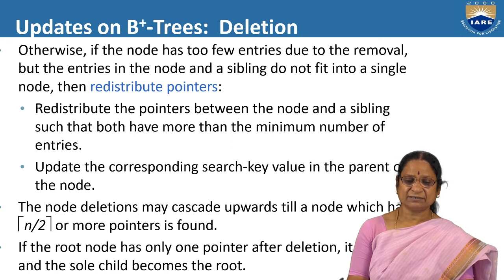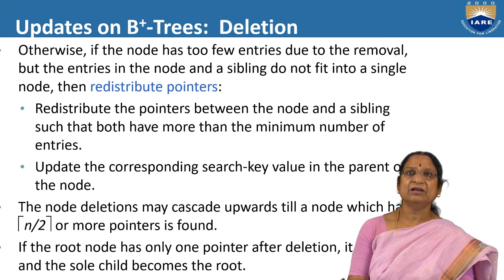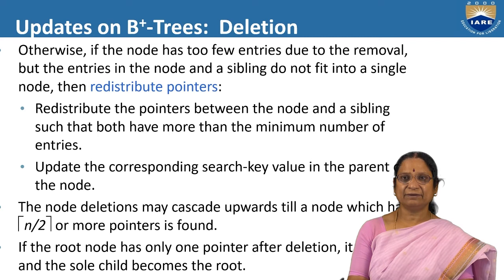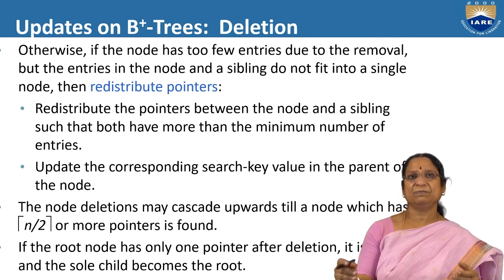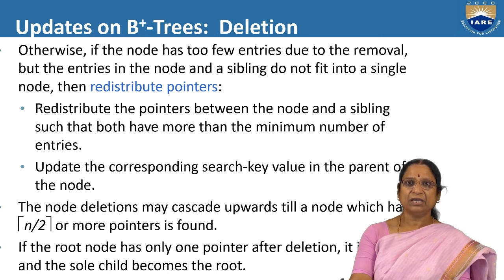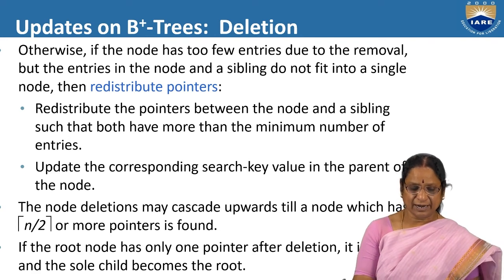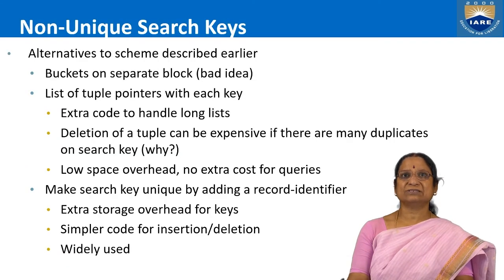Whenever we are doing updates on a B plus tree, redistribution of the pointers is considered when siblings do not fit into a single node. The node deletions may cascade. This is called the upward direction. We keep on merging, so one node deletion may cascade upwards till a node which has n by 2 or more pointers is found. If the root has only one pointer after deletion, it is deleted and the sole child becomes the root.